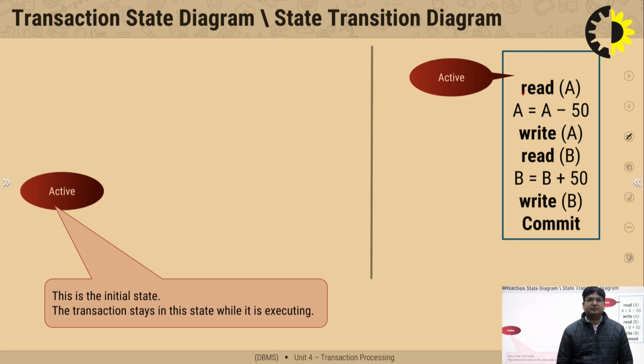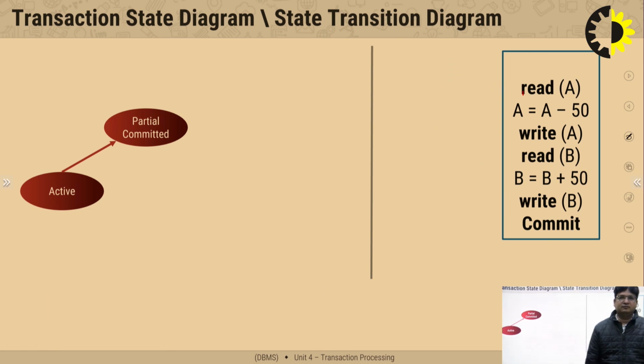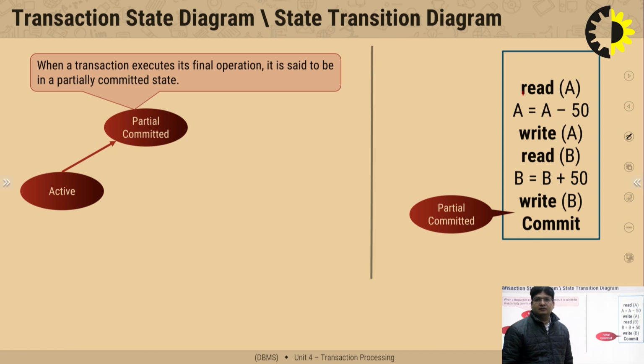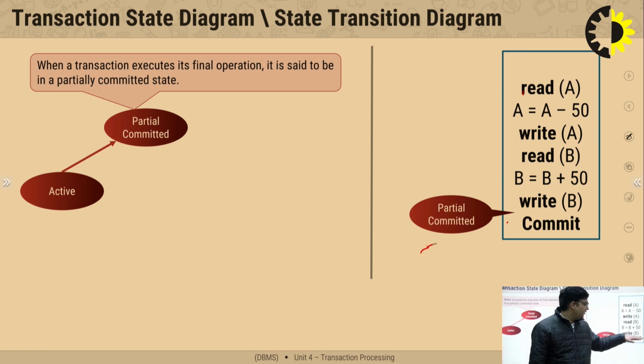Thereafter, when the last line completes, that is, write B executes, we say the transaction has partially committed, meaning the operations are successful, but the values are still not written in the disk.